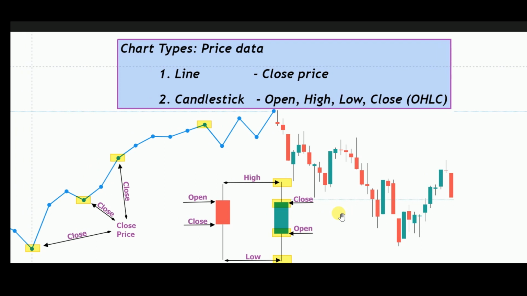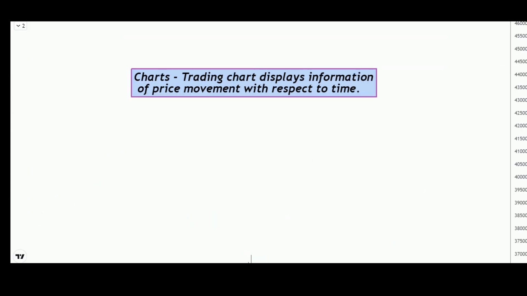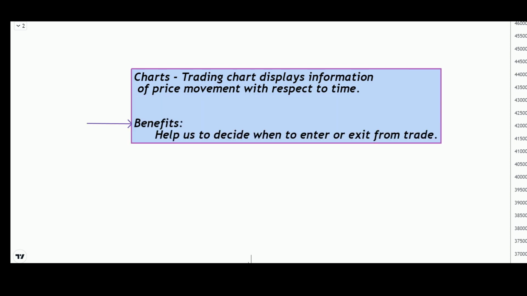Today we are going to discuss what charts are in trading and the two most widely used chart types, that is line chart and candlestick chart. A trading chart represents the information of the price movement with respect to time. Trading charts help us to decide when to enter or exit from the trade.